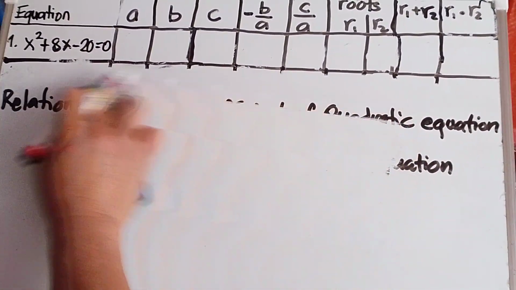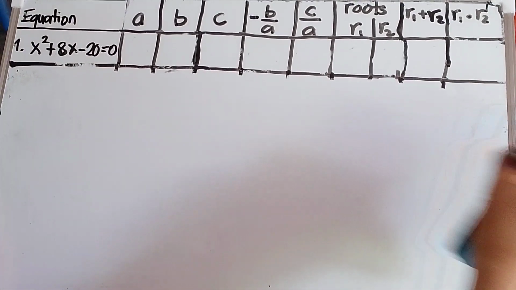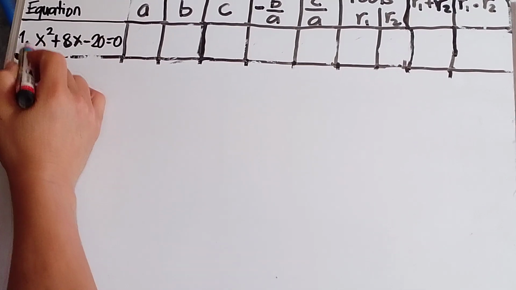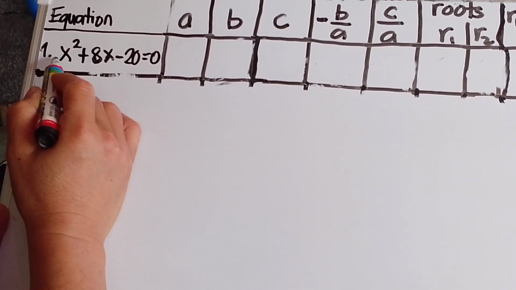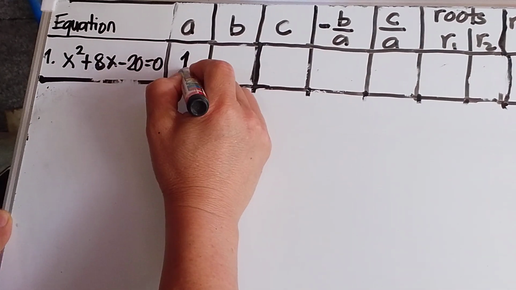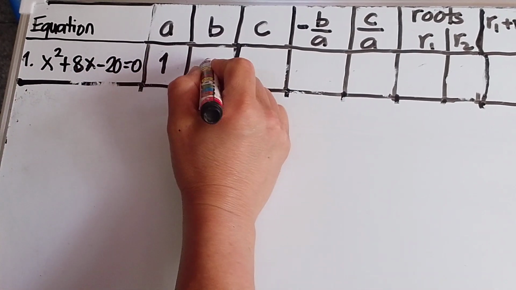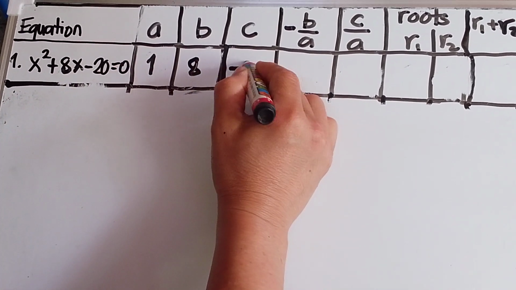Number 1 equation is x squared plus 8x minus 20 is equal to 0. So we have to take the coefficients in here. We know that there is no written coefficient, so understood that a is 1. And then the coefficient for b is 8. And then our c is negative 20.